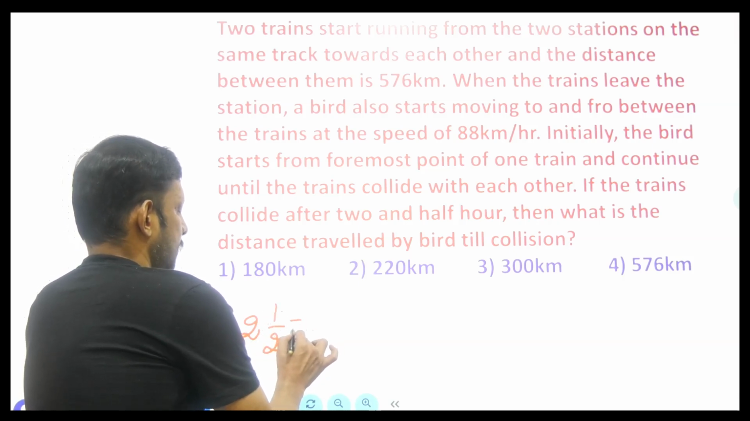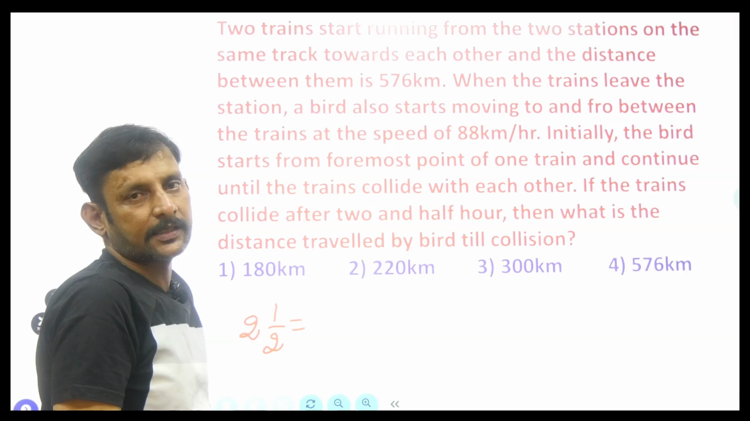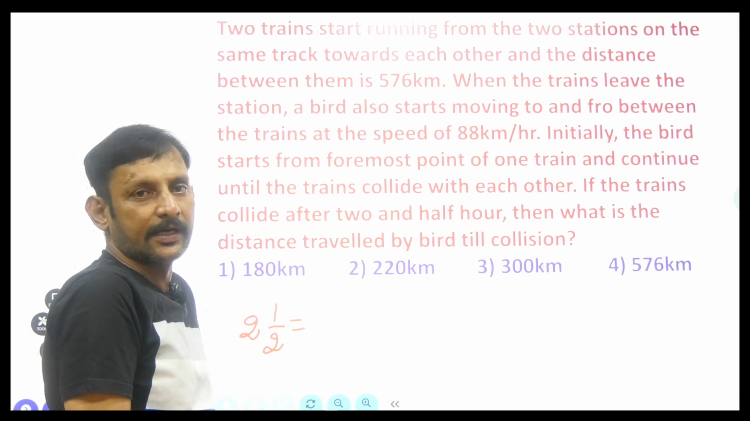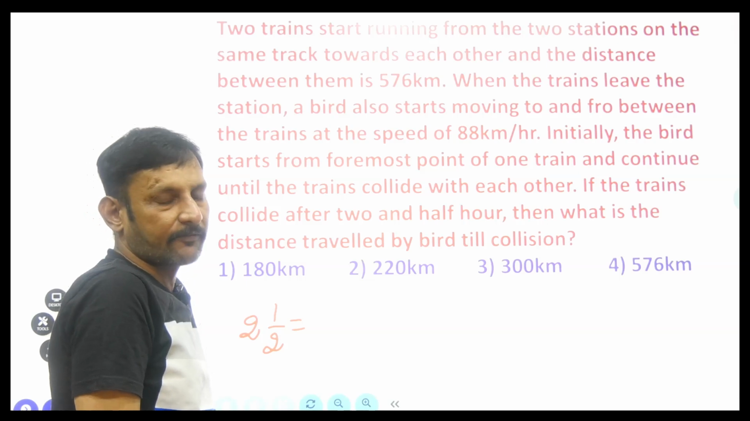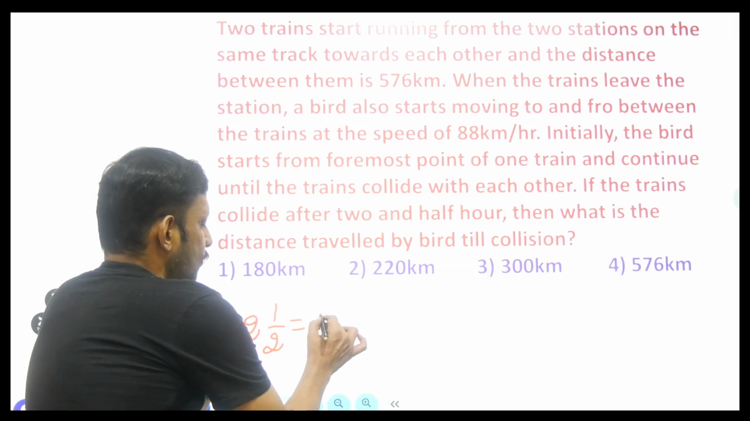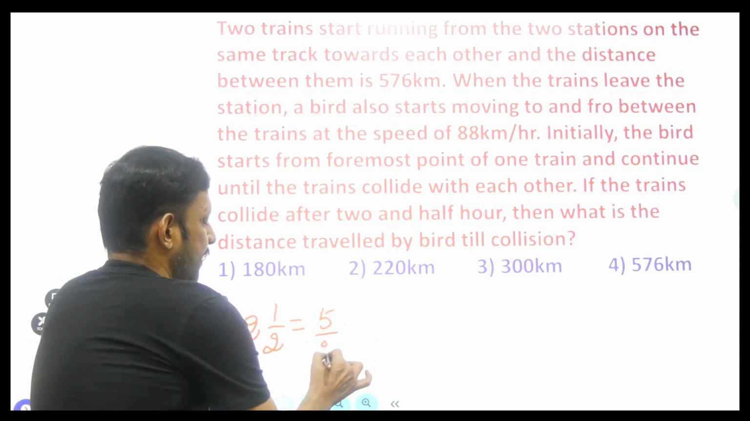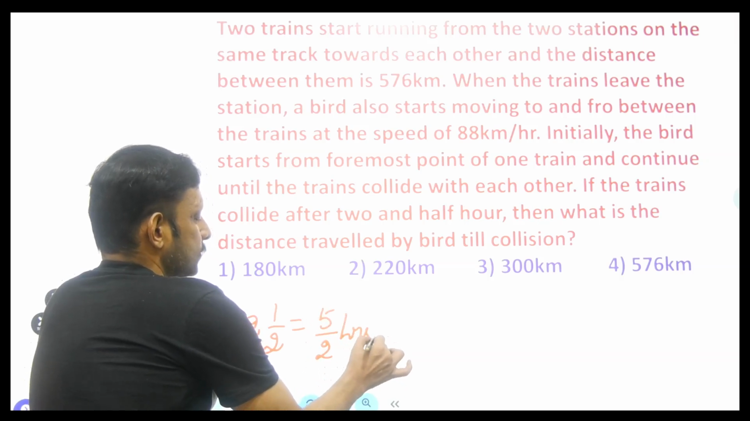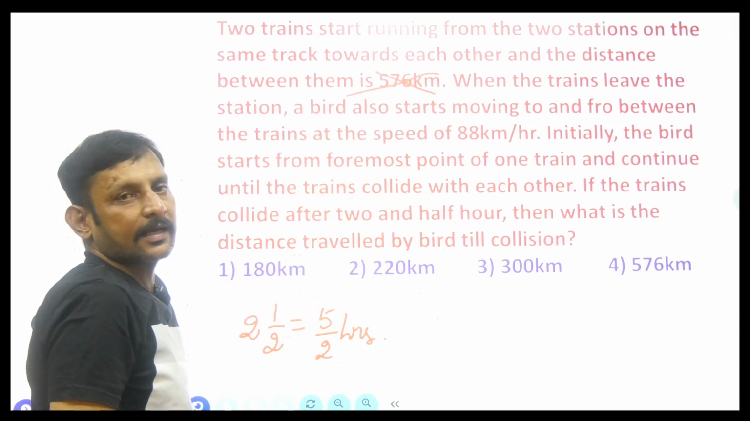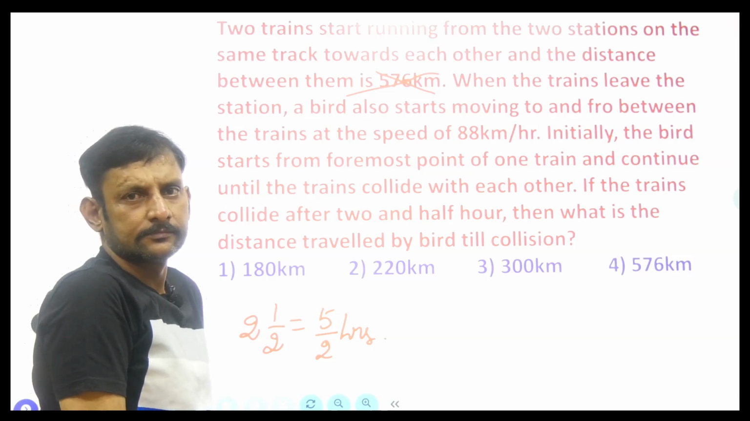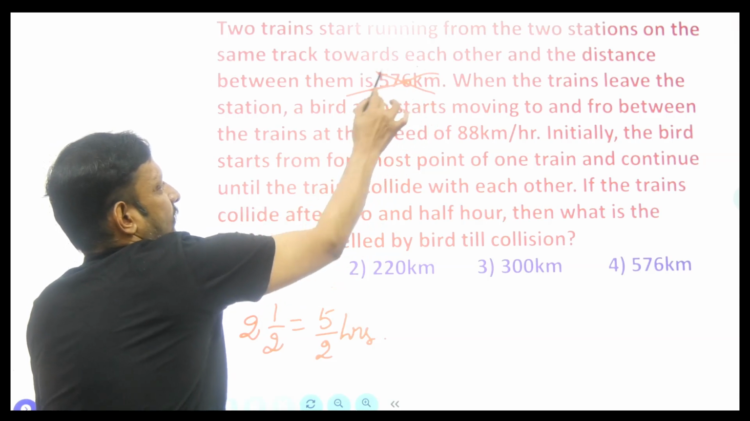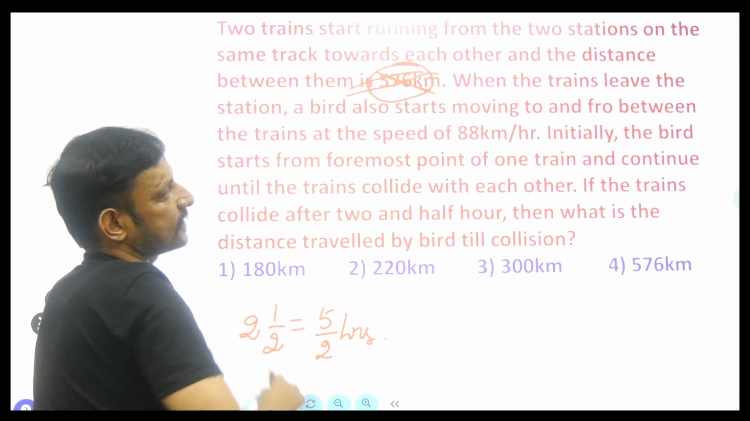In the previous question, we needed to find the time period by dividing the initial distance between the trains by the relative speed, that is 300 by 150, 2 hours. But here, in the question itself, it is given as 2.5 hours, nothing but 5 by 2 hours. So the initial distance between the trains is unnecessary data given in the question. Are you following? So no need to consider this. Ignore that value. This 576 is an unnecessary value.